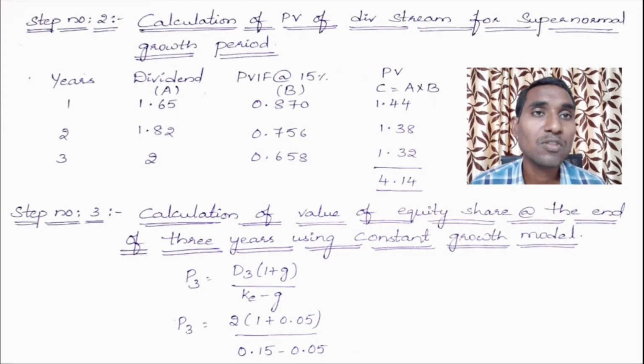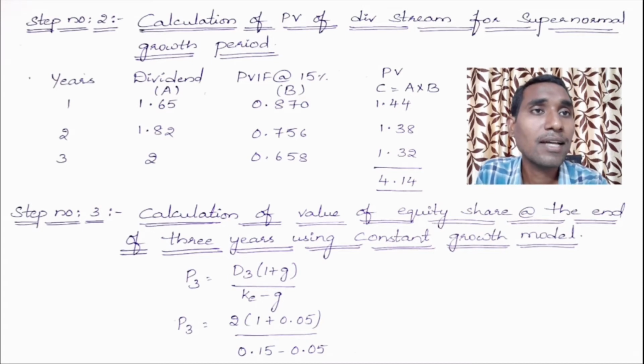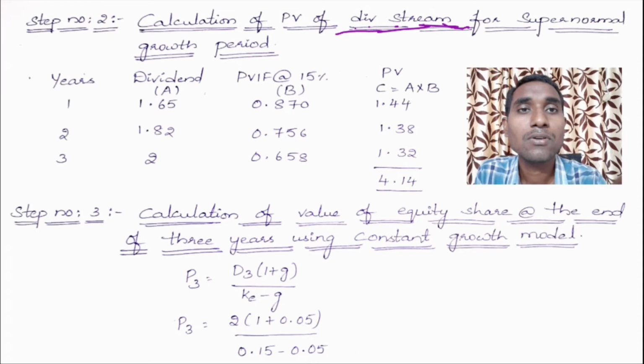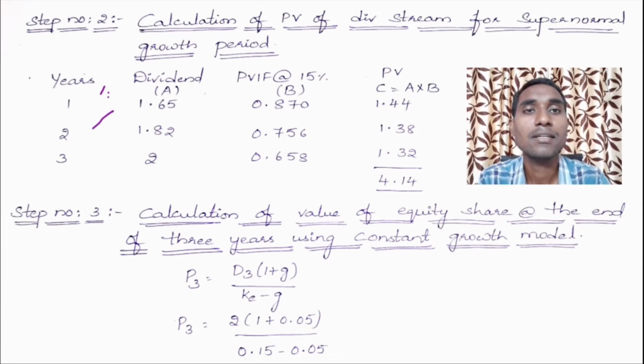Here the supernormal growth period is for 3 years and the growth rate is 10%. We have already calculated the dividend stream, and here you are calculating the present value of the dividend. We know how to find out present value. So I will take one column for years. I have 3 years: first year, second year, third year, and I took the dividends.